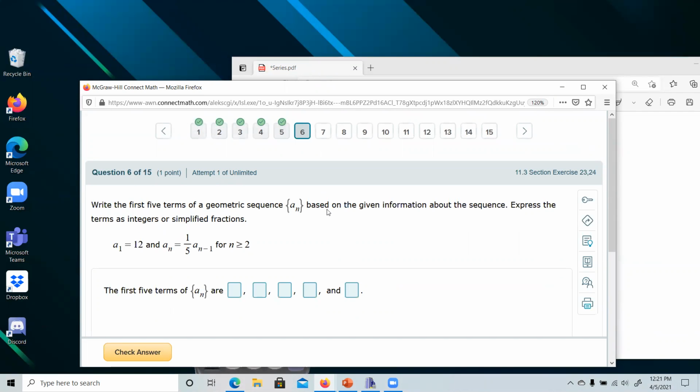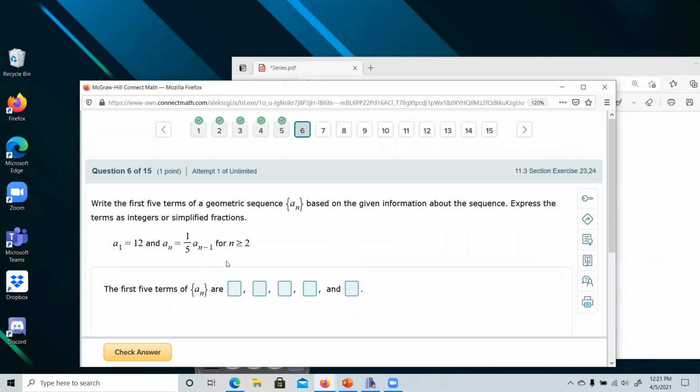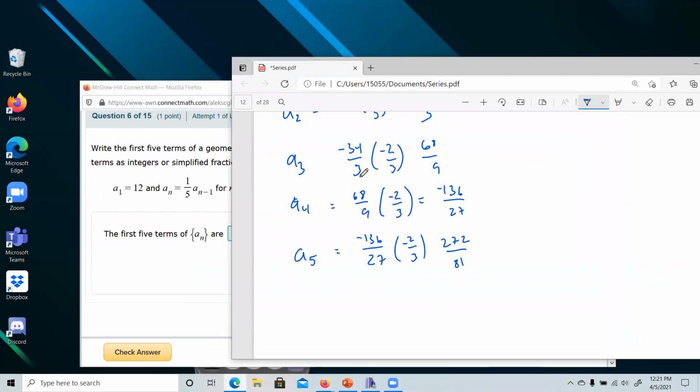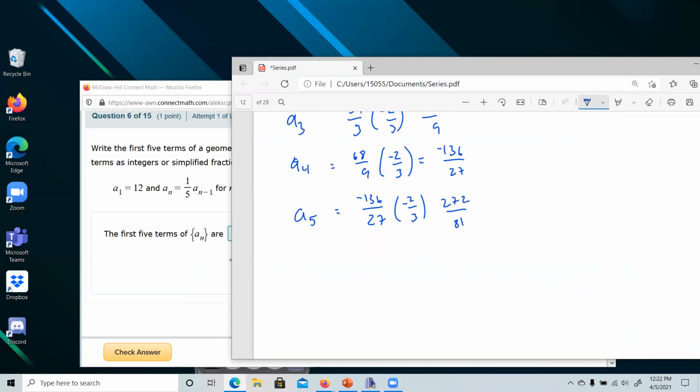Okay, write the first 5 terms of a geometric sequence based on the information given. Okay. Oh, look at this. This is recursive. Okay. So this is A N is equal to 1/5 of the previous one. It's still a geometric sequence. It's just that 1/5 is our common ratio here. It's just a different way of writing it, but that's fine. Especially since they're having us list them out, so we can kind of take our time with it. So A1 is equal to 12. A2 is equal to 1/5 times A1. Okay, so that's 12/5.